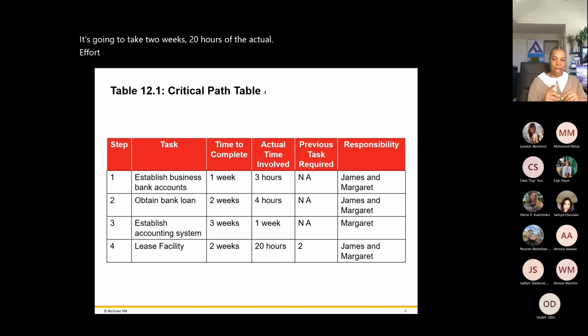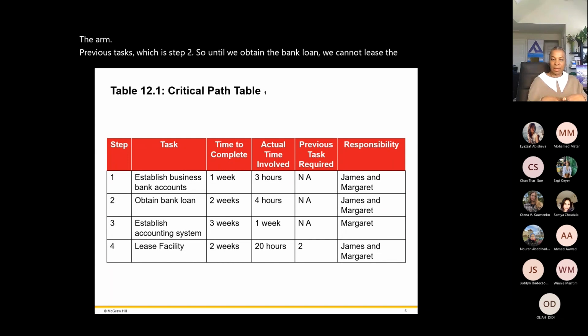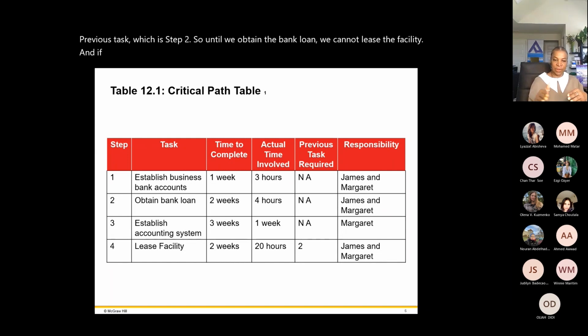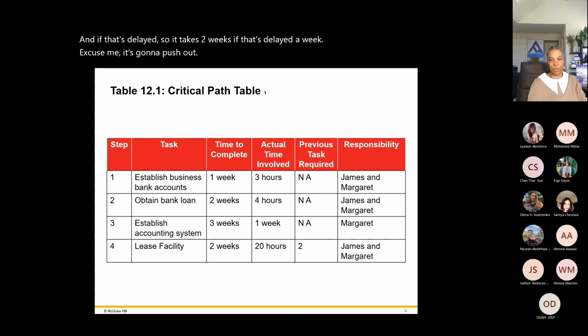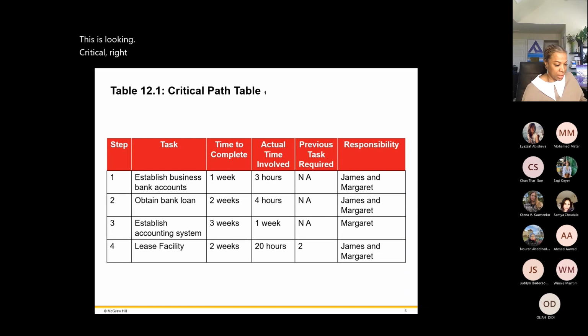It is dependent on the previous task, which is step 2. So until we obtain the bank loan, we cannot lease a facility. And if that's delayed, so it takes 2 weeks, if that's delayed a week, excuse me, it's going to push out task 4 for 2 weeks. So you can see how this is looking critical, right? Critical to the project success.